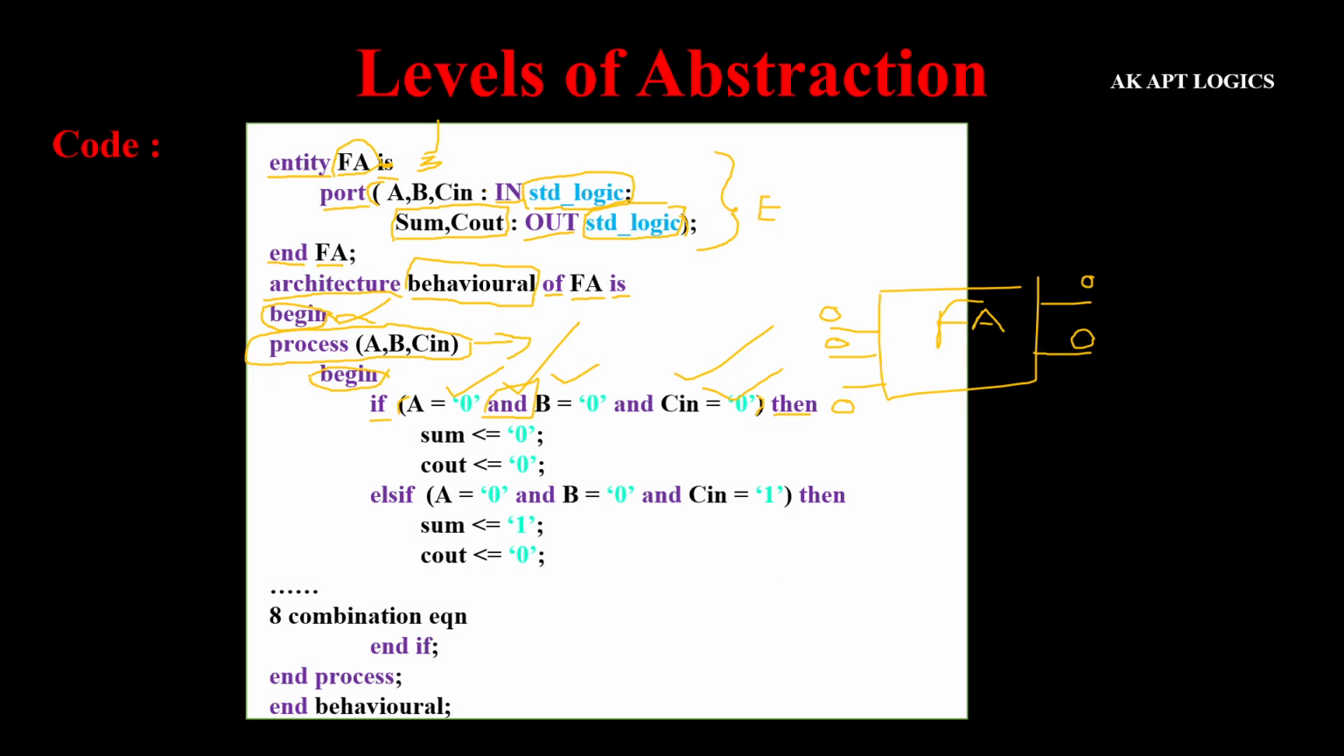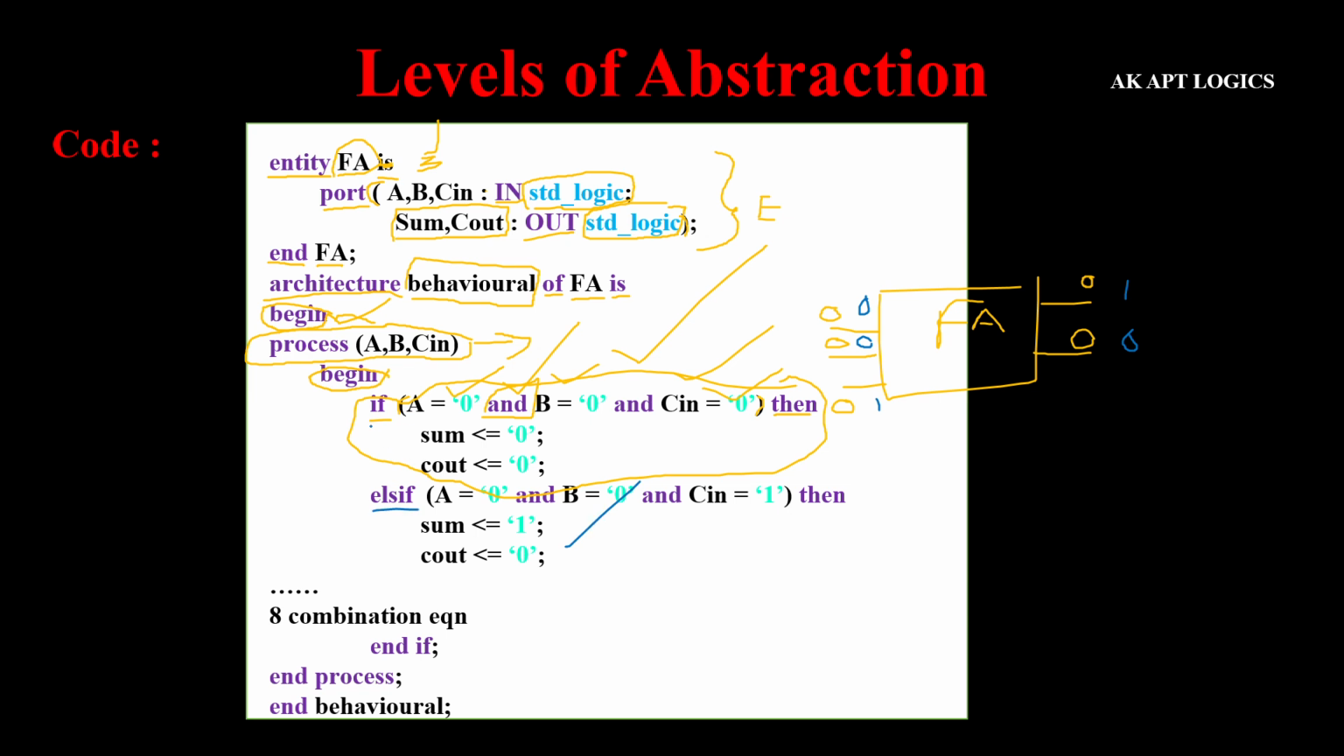See, this is the first combination of the input and the output that we need to get. We have specified the behavior, or the relationship between the inputs and output, using the behavioral model. Whereas for the second combination of input, that is A equal to 0, B equal to 0 and then Cin is equal to 1, we need to get the sum as 1 and the carry as 0, right? That we have specified here, but we have used the else if, right?